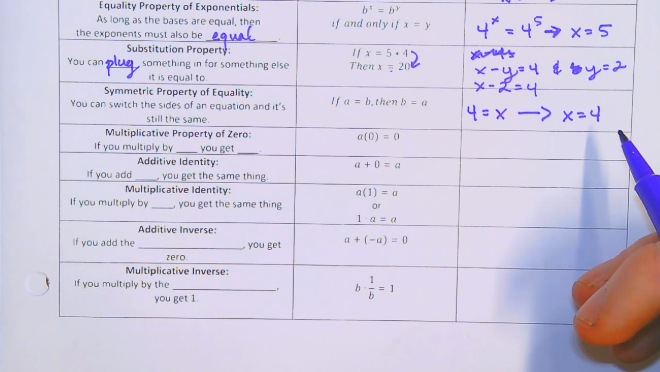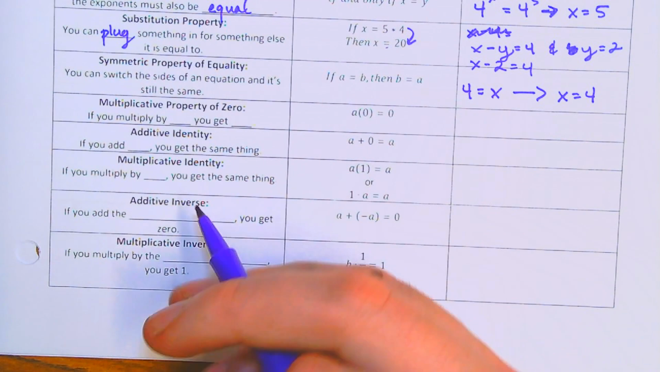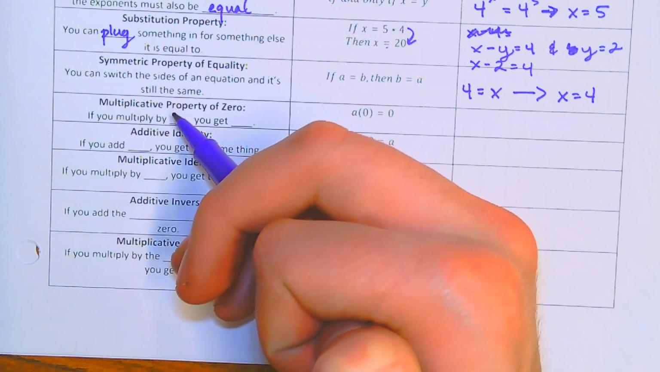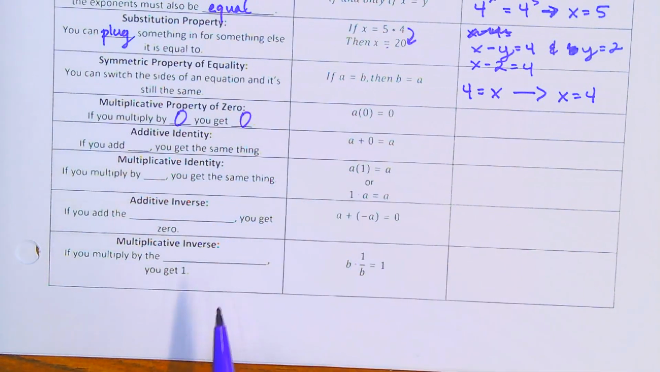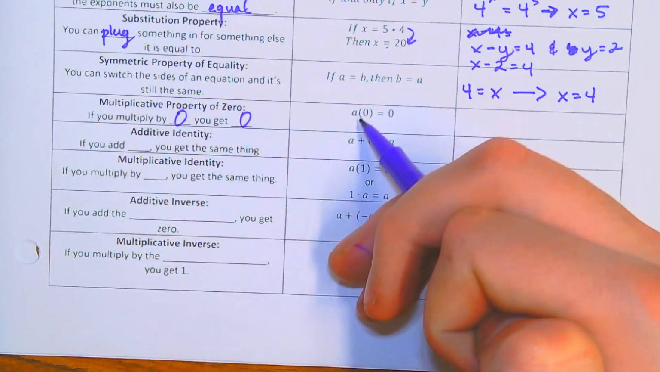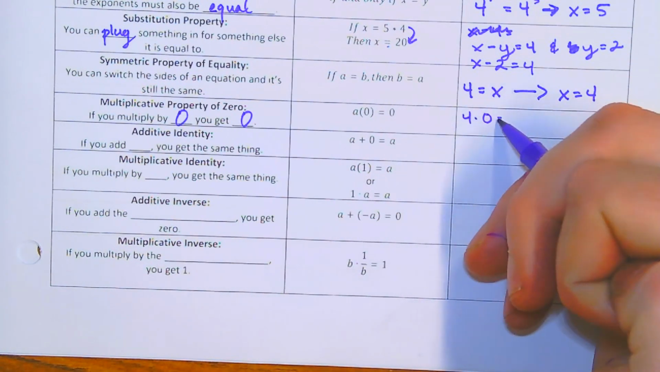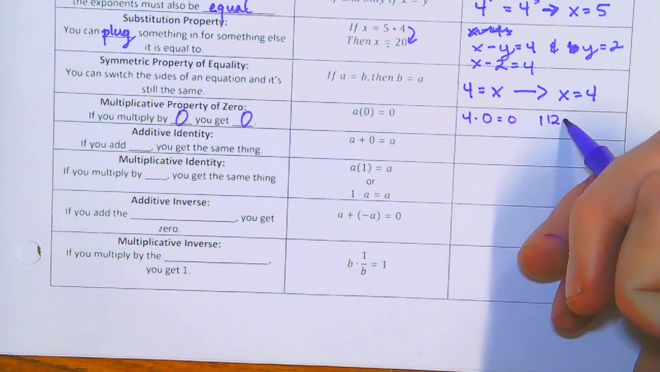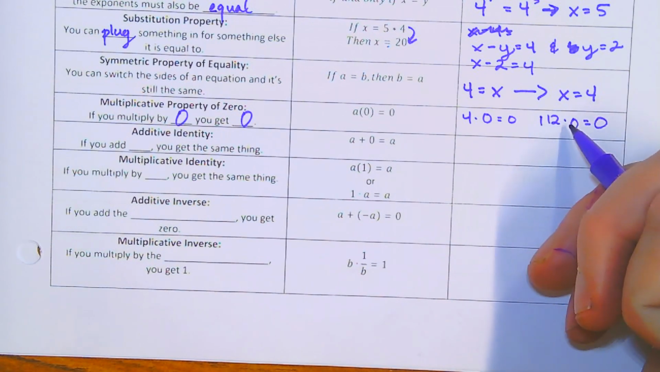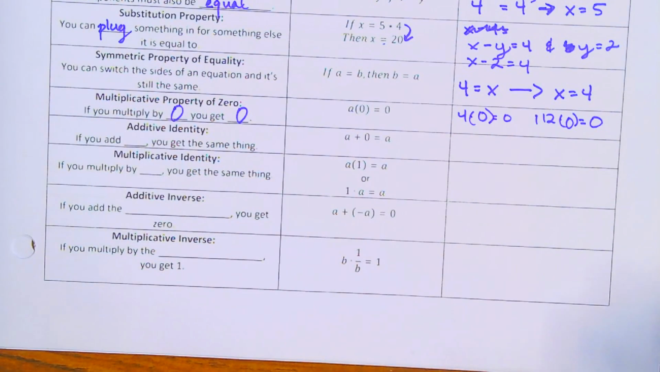Now, let's look at the next one. And it says the multiplicative property of 0. What the multiplicative property of 0 says, if you multiply anything by 0, you get 0. Okay? No ifs, ands, or buts. It's just 0. Anything times 0 equals 0. It could be 4 times 0 equals 0. It could be, I don't know, 112 times 0 equals 0. All of it's the same, right? Do that so it looks a little bit more like the math. Okay? Anything like that is going to be giving you 0, always.